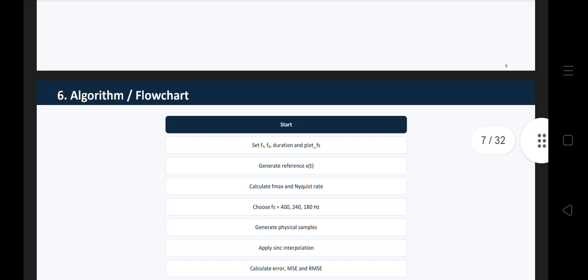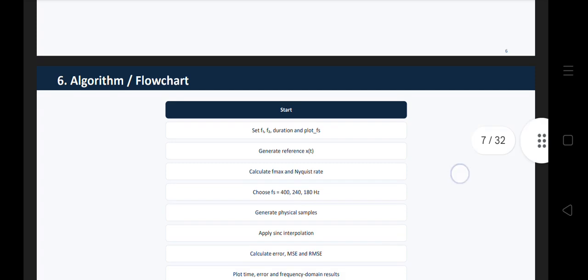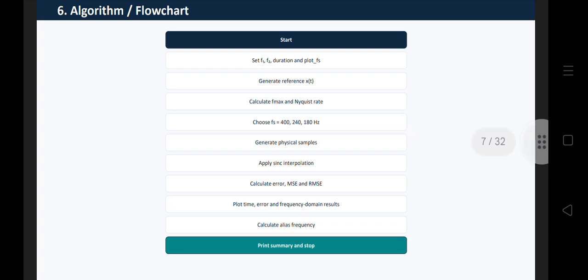Here is the algorithm flowchart. The algorithm starts by defining the two frequencies, duration and plotting resolution. Then I generate the reference signal and calculate the maximum frequency and Nyquist rate. Next, I select the 3 sampling frequencies, generate the physical samples, and apply sinc interpolation. After reconstruction, I calculate the error, the MSE value and the RMSE value, generate the time and frequency domain plots, and finally calculate the aliased frequency.